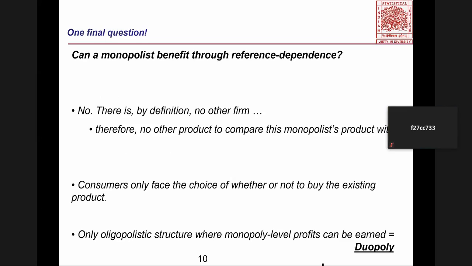We also ask whether monopolists can benefit through this channel. As I told you earlier as well, no, they cannot, because there's no other product for consumers to compare with. The consumer is faced with just one choice of buying or not buying in the case of monopoly. So what we find is that the oligopolistic structure where monopoly-level profits can be sustained is duopoly. So duopoly is the unique such oligopolistic structure.